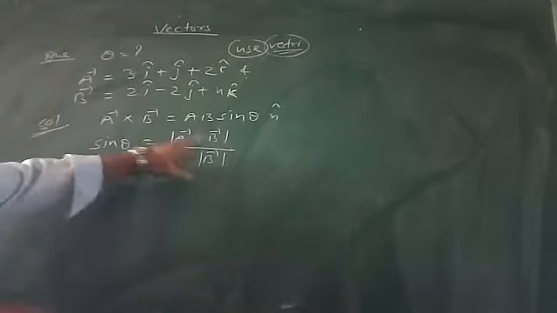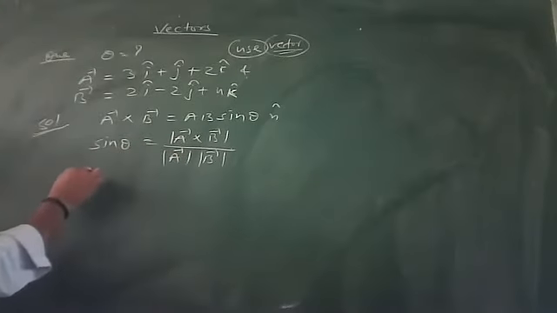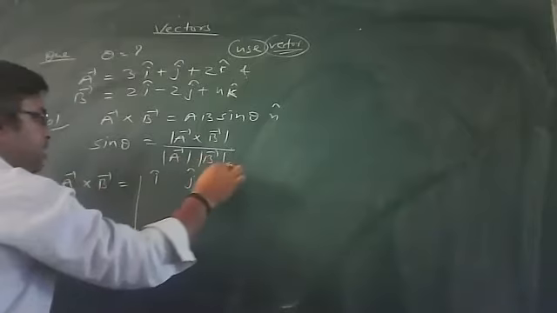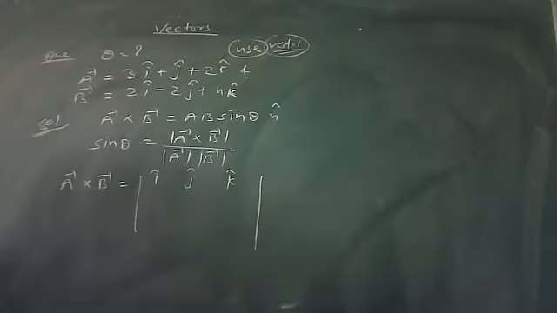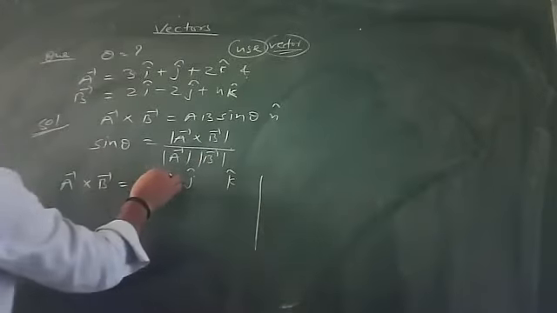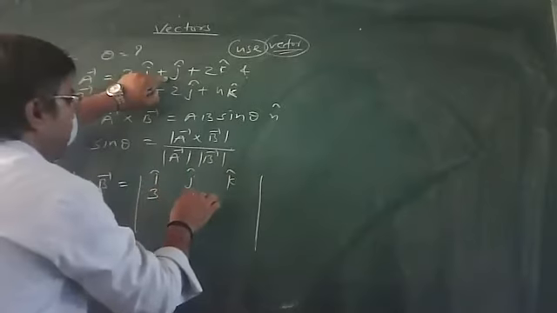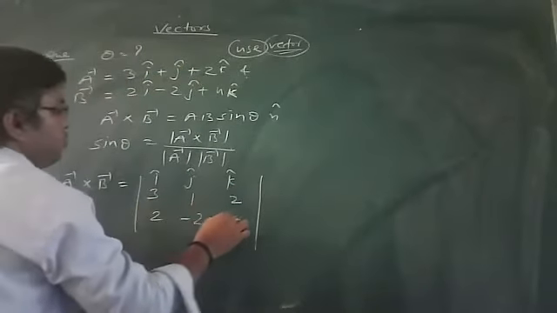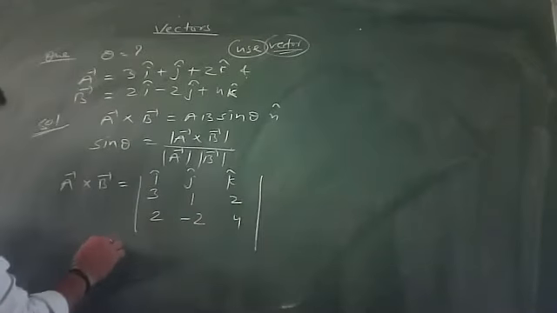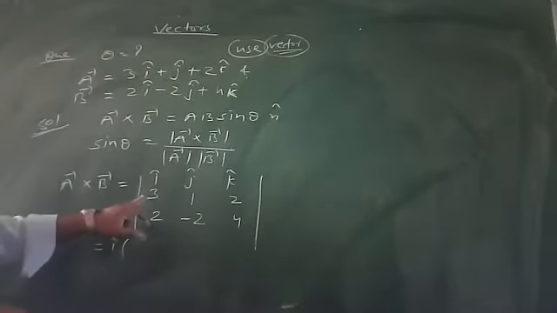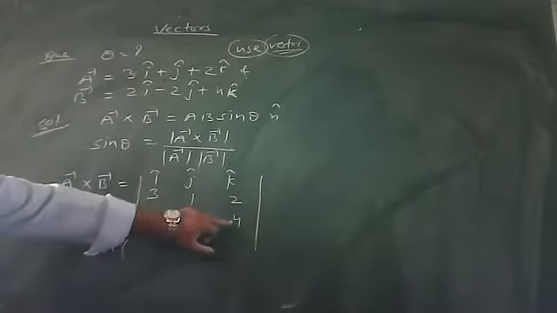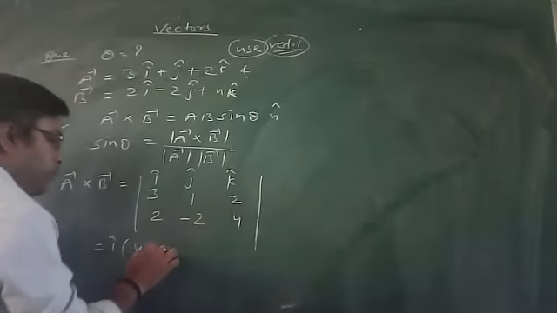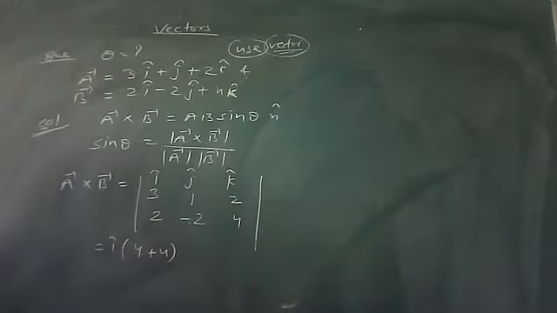Now, first obtain the value of A cross B. First find out what A cross B is. For this one, apply the format i cap, j cap, k cap. For A, i cap is 3, j cap is 1, k cap is 2. Now for B vector it is 2, minus 2 and 4. Now, what is the result here? For the i cap, leave the terms of i. 1 into 4, you will get 4. Minus 2 into 2 is minus 4, and the minus sign from our side, you will get plus 4.